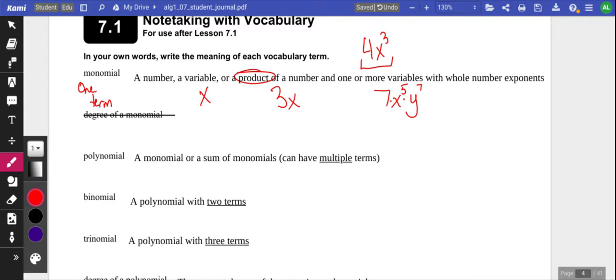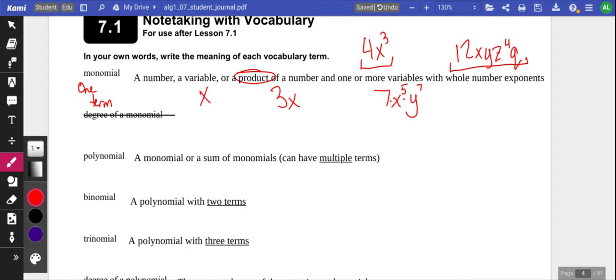You could even have a crazy looking one. You could have like 12xyz to the fourth q. I could keep going on and on. When you're multiplying them all together, it's still a monomial.